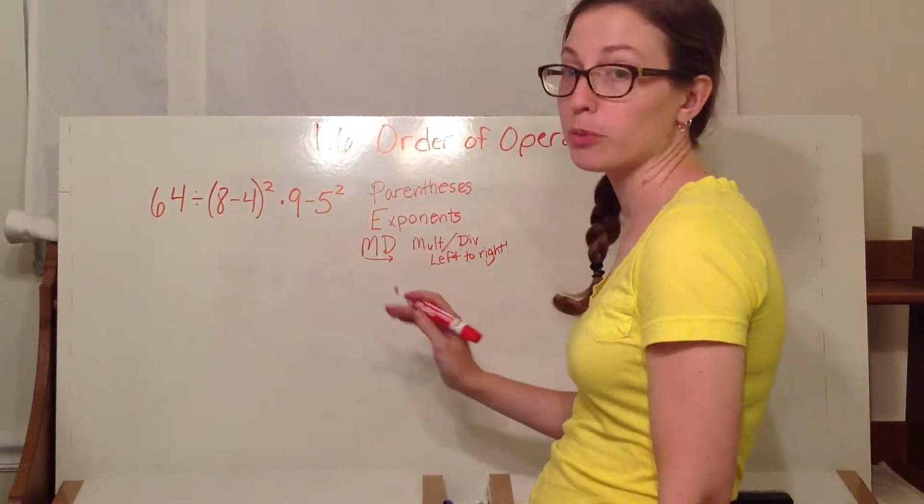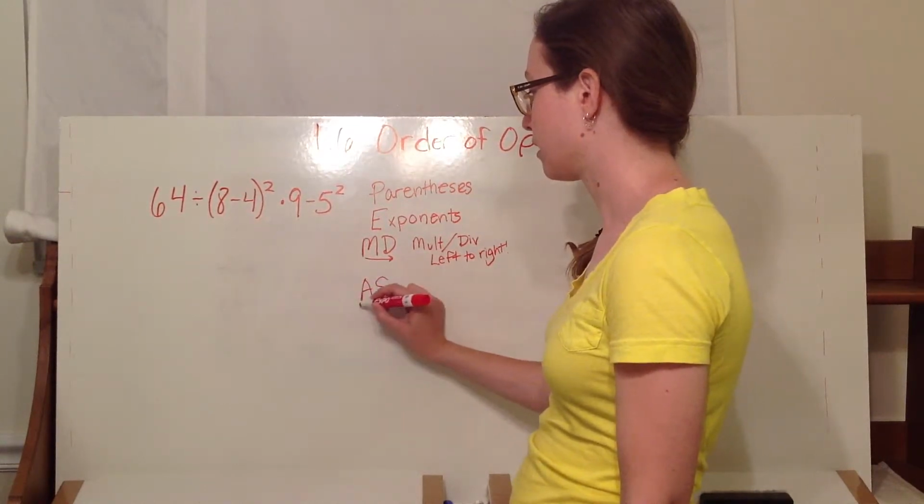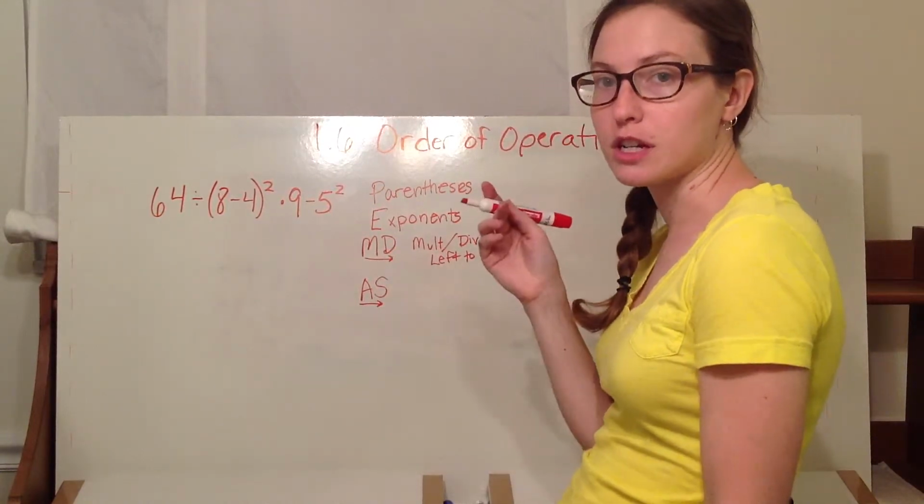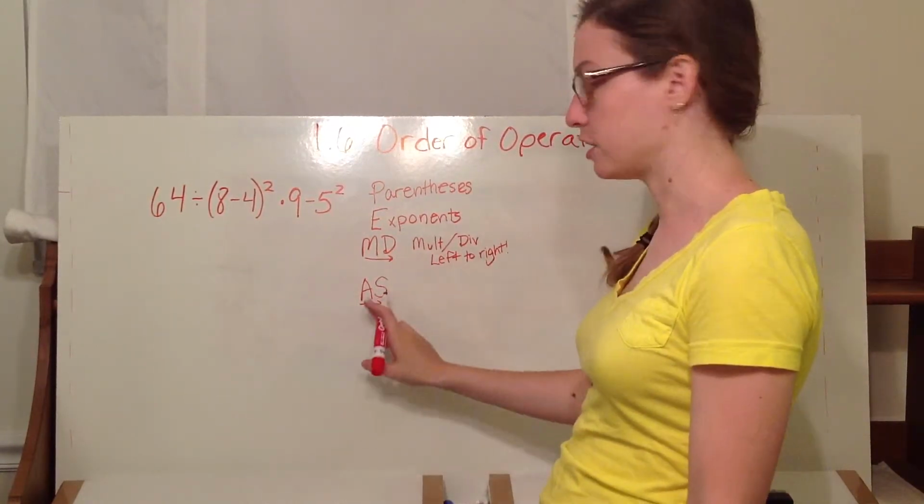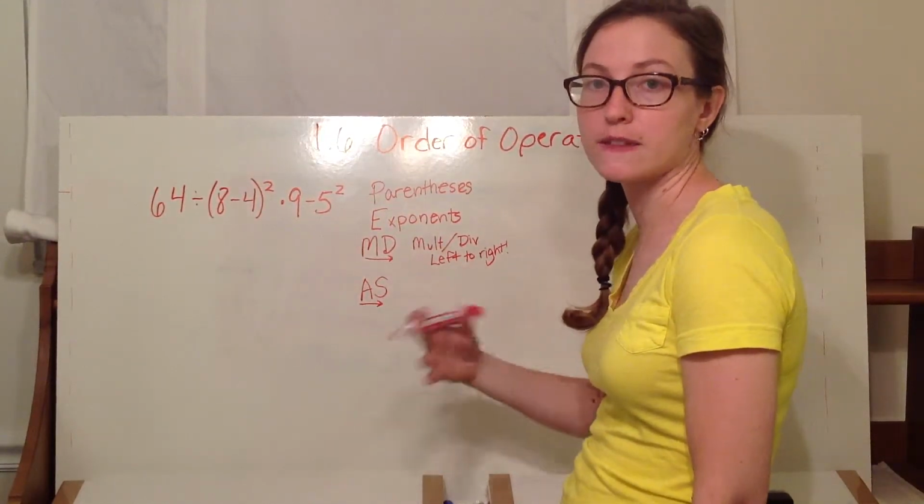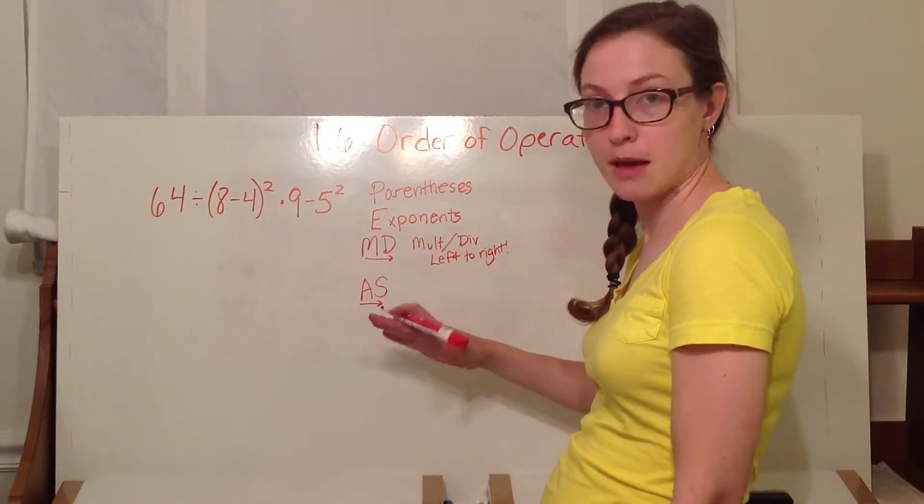And to finish out PEMDAS, we need AS, and that's the same. A and S stand for addition and subtraction. However, addition does not always come first. We do addition and subtraction on the same level or at the same step from left to right as they appear in order.